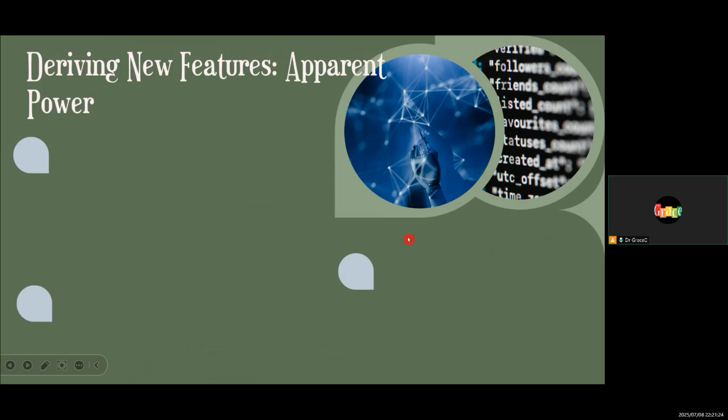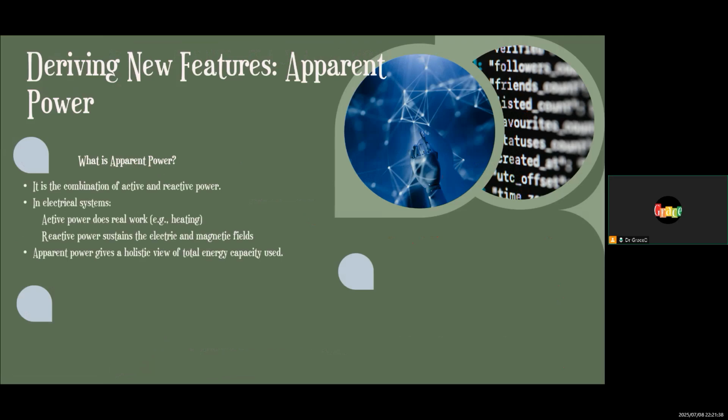Now, deriving new features: apparent power. Apparent power is just the combination of active and reactive power. In an electrical system, active power does real work, for example heating, whereas reactive power sustains the electric and magnetic fields. So apparent power gives a holistic view of total energy capacity used.